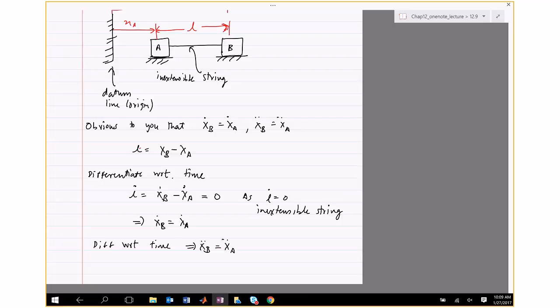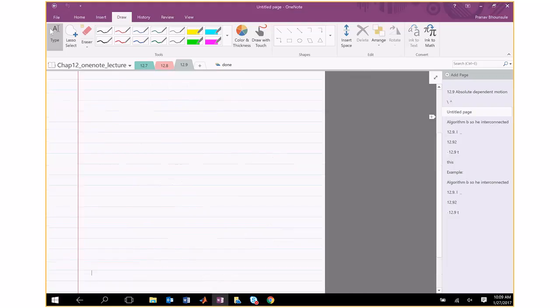Now we'll take it to a problem which is slightly harder. And you'll see the real power of using something like this instead of trying to guess it from looking at the figure. Like first we guessed it was xb dot is xa dot. Okay. So here's another example.